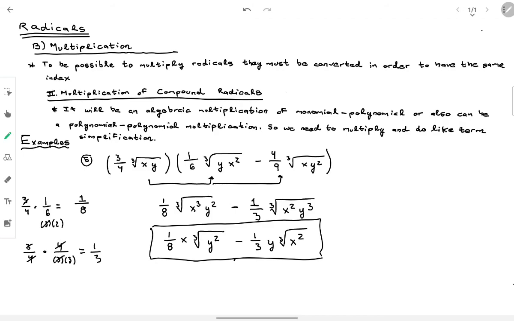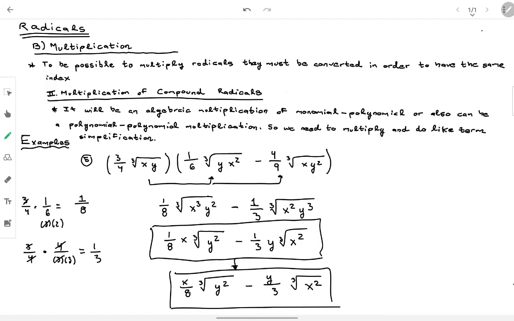But maybe we can put the answer like that: x divided by 8 that multiplies the cubic root of y squared, minus y divided by 3 that multiplies the cubic root of x squared. Both answers are correct. There are different forms of putting the answer, but it's exactly the same. So that was today's topic. That was multiplication of radicals with the same index, but when we have compound radicals, it will be an algebraic multiplication of polynomial and polynomial, or monomial by polynomial.